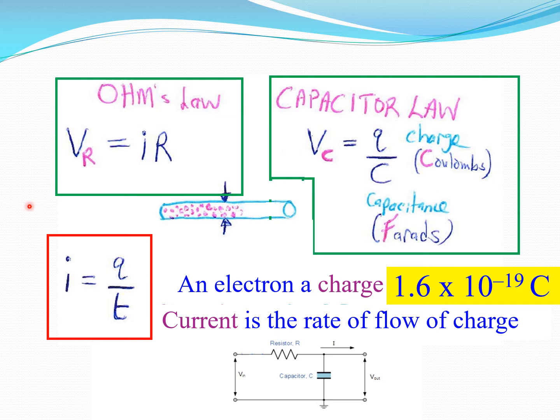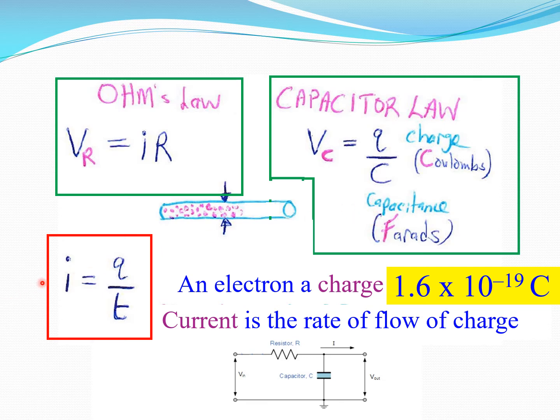So we recall Ohm's law. VR equals IR. The voltage across the resistor is equal to the current multiplied by the resistance. And likewise, a similar law applies to the capacitor. Vc is equal to Q over C, where Vc is the voltage across the capacitor, Q is the charge measured in coulombs, and C is the capacitance measured in farads.